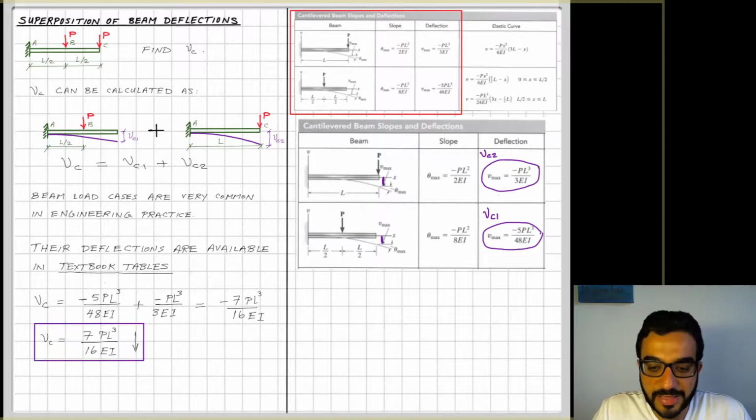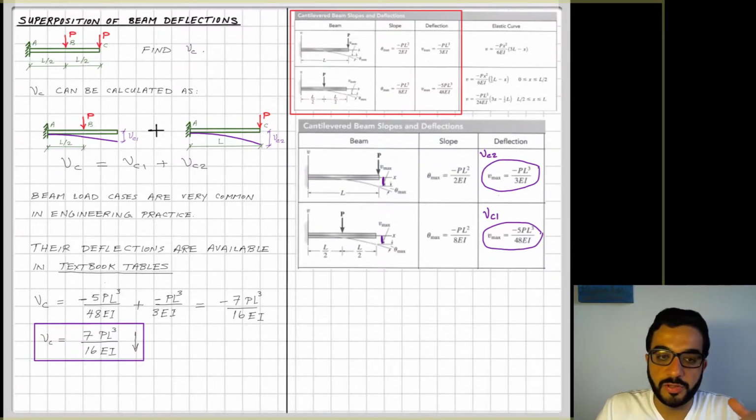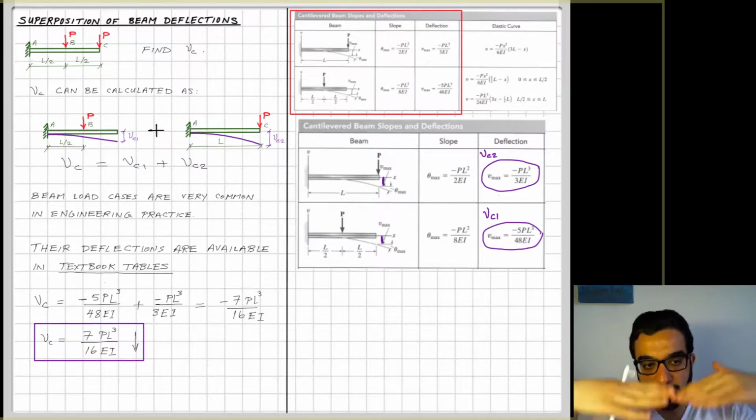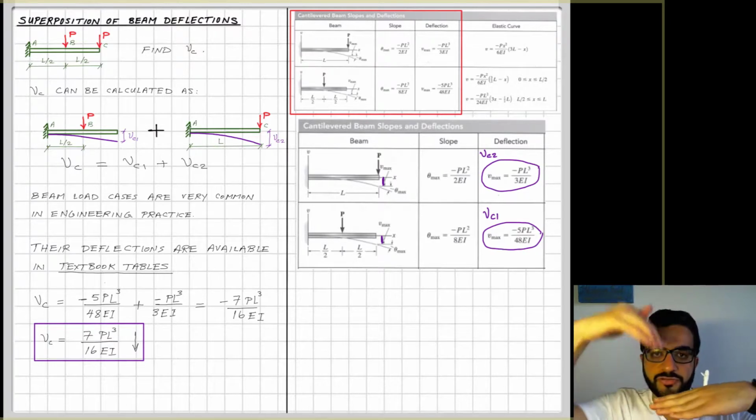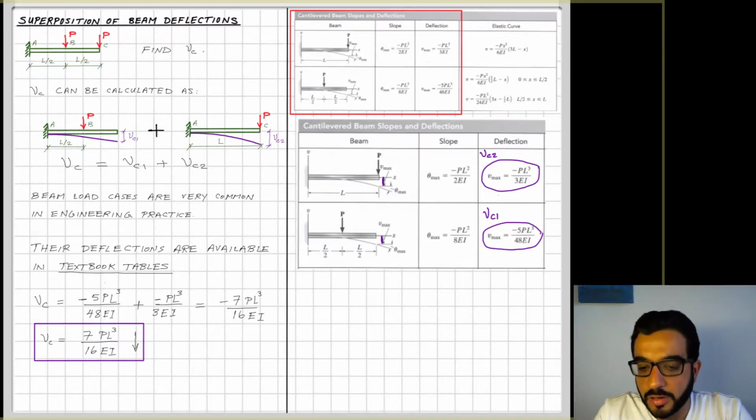And the negative signs here mean that the deflection goes downward. So negative means that point goes downward, the beam deflects downward. But a positive sign means the beam deflects upward. And mostly, beams deflect downward because they carry transverse load pushing down. So in this case, I summarize that this is the deflection here. It's 7PL cubed divided by 16EI.